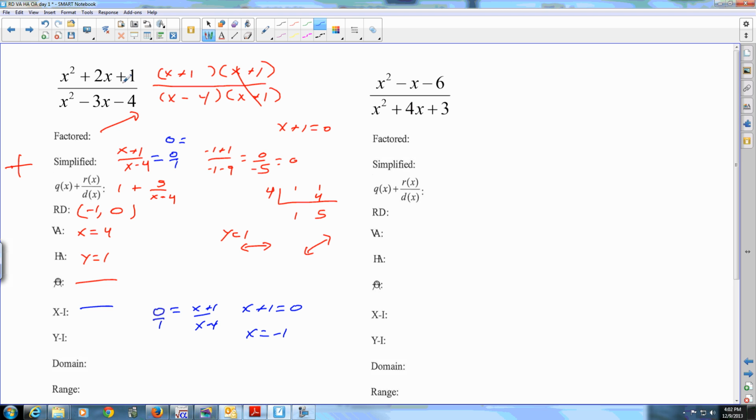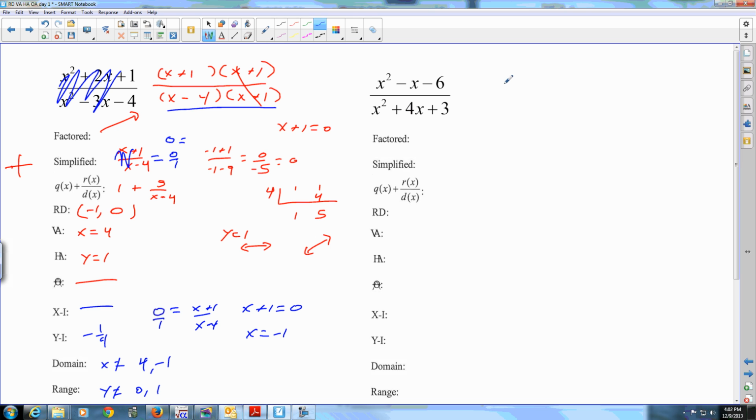Y-intercept, let x be 0, and you get negative a quarter. You could also do it here in the simplified form, negative a quarter. Domain. X can't be negative 1 and 4. It's also what was your original denominator. X cannot be 4 and negative 1. Range. Y can't be the y value of the hole, and it can't be the horizontal asymptote. So y cannot be 0 and 1.